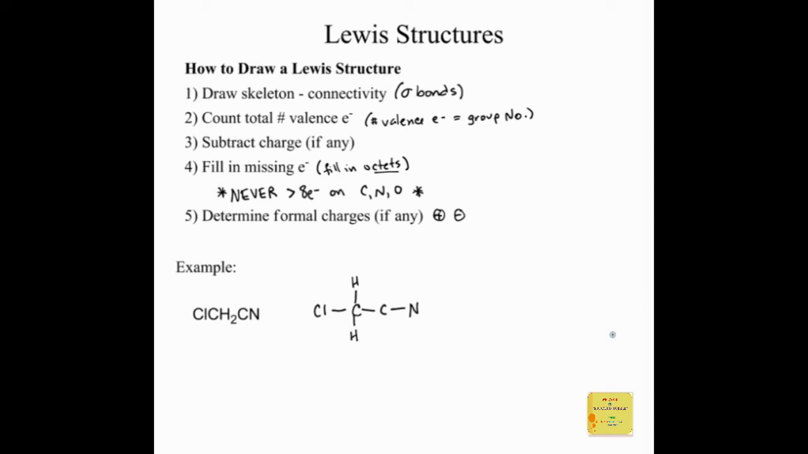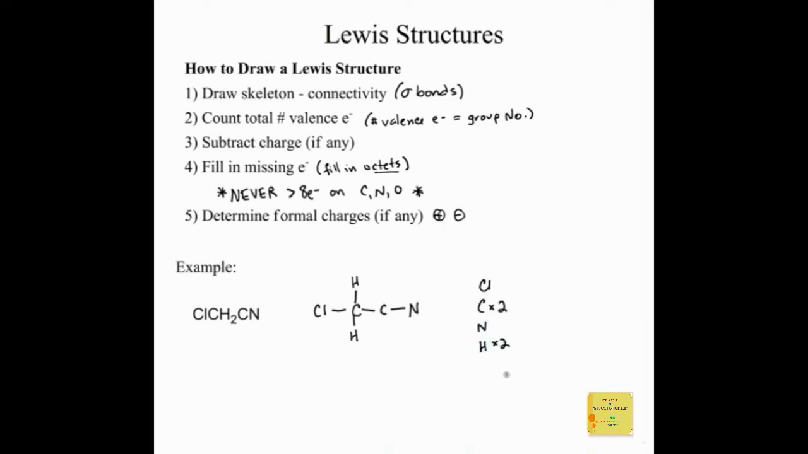We've shown all the sigma bonds. And before we fill in the remainder of the electrons, we need to figure out how many electrons are going to be in the Lewis structure in total. So we'll do that by counting up the valence electrons. We have 1 chlorine. We have 2 carbons. We have 1 nitrogen. And we have 2 hydrogens.